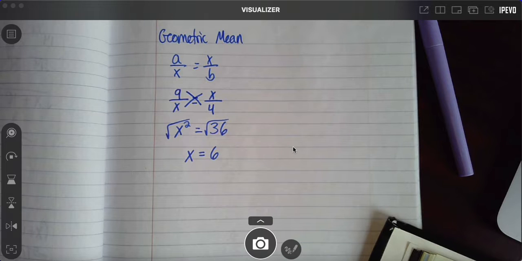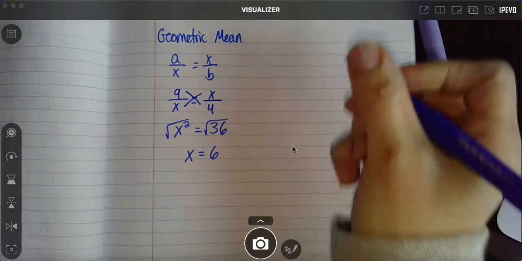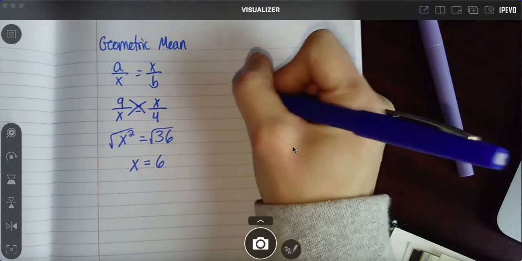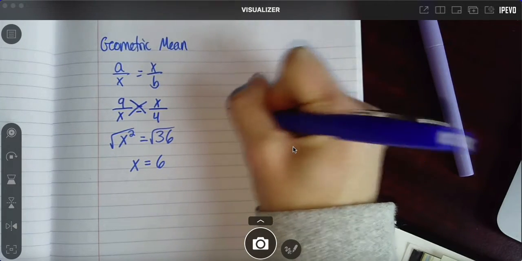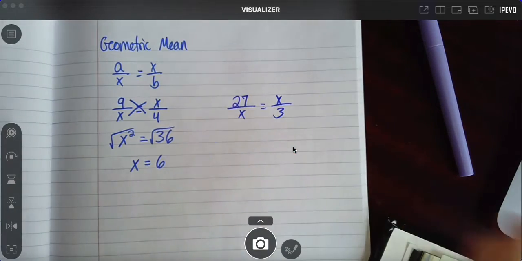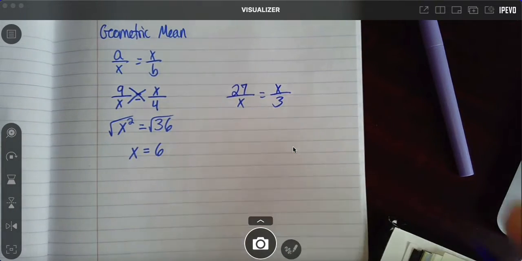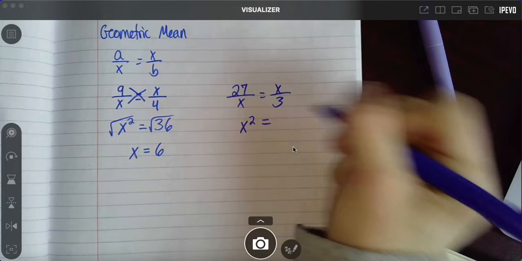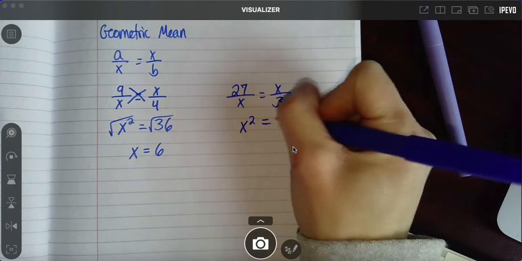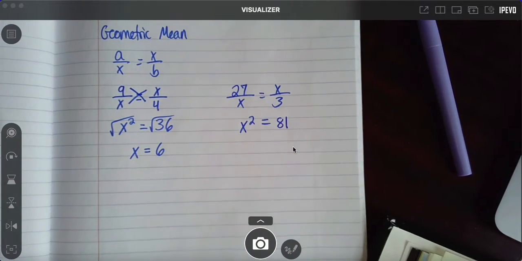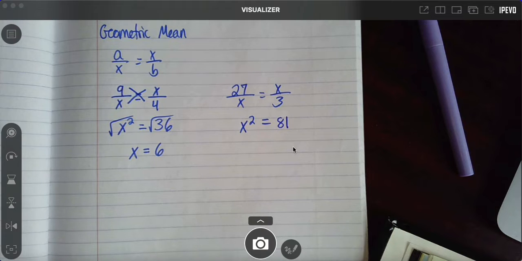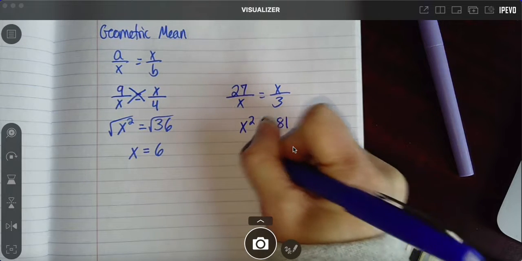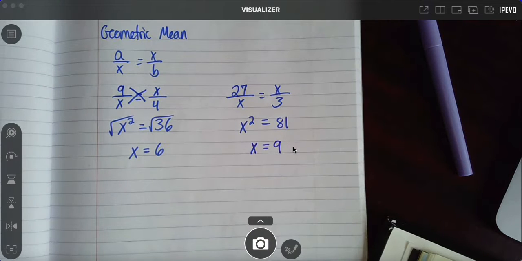Okay, what if I had, I'm trying to find some that I don't already have. 27 and 3. If my geometric means were 27 and 3. Again, you don't have to write that step. You could just go straight to x squared equals, what is 27 times 3? 81. Then what would I do? I would take the square root. So what is x going to equal? 9. That would be my geometric mean. Okay? And that's it.